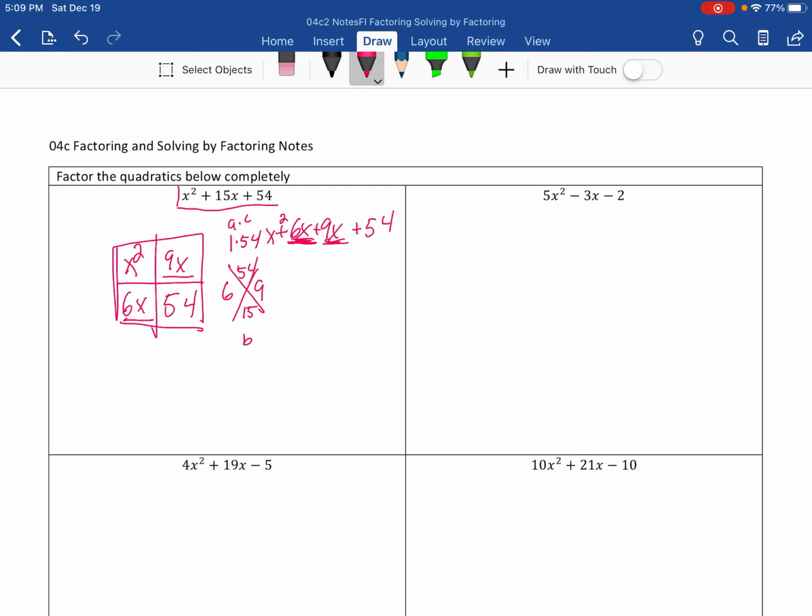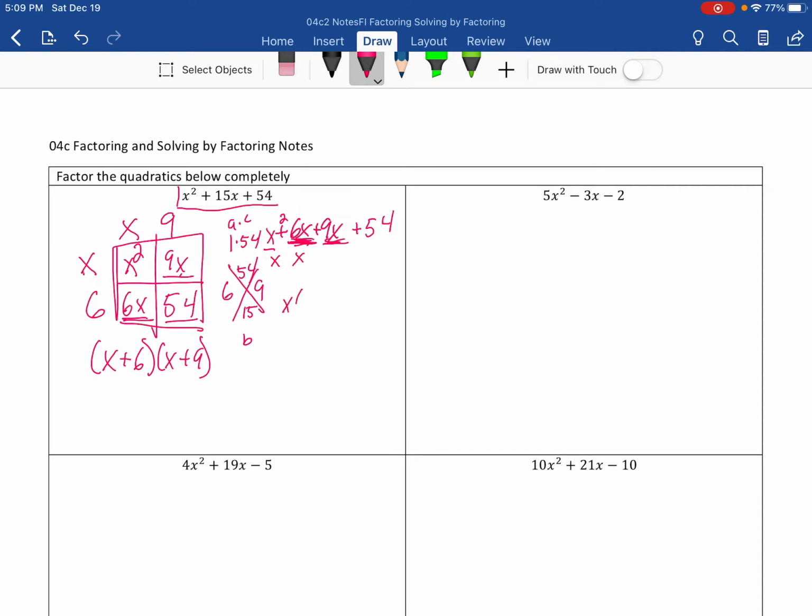This would be x squared plus 6x, and this would be plus 9x plus 54. So I find my greatest common factor here, which is x. The greatest common factor here is 6. X times x is x squared. X times 9 is 9x. And so my factored form is x plus 6 times x plus 9.